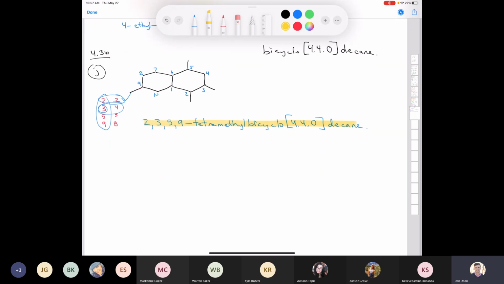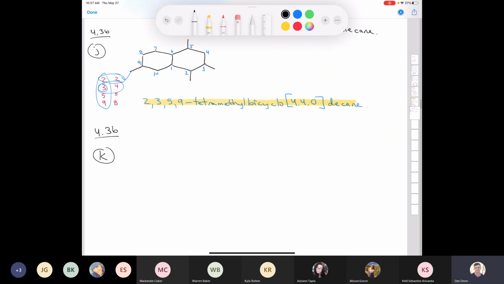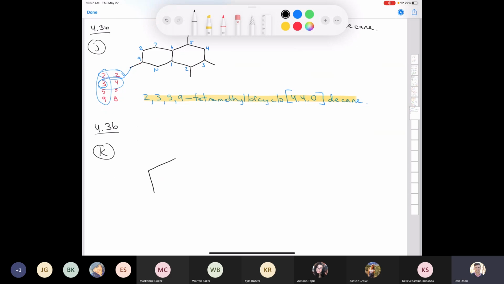Let's try K. So this is 4.36K. I'll draw this to the best of my ability. So we have a bicyclic system like this. That, and we've got a methyl group here, and we have another methyl group here. Maybe I can clean this up a bit. There we go. So we have a bicyclic system, and let's start with the bicyclo. It seems to go faster that way. So we have bicyclo, something, something, something.